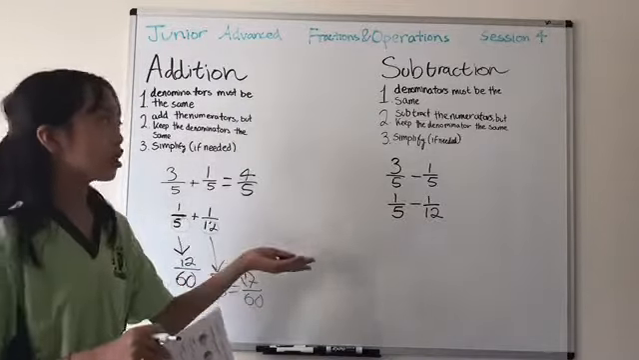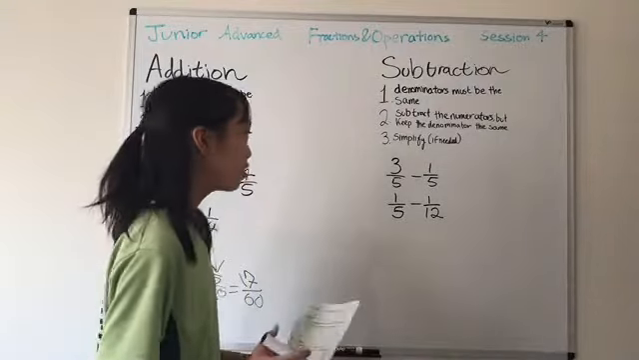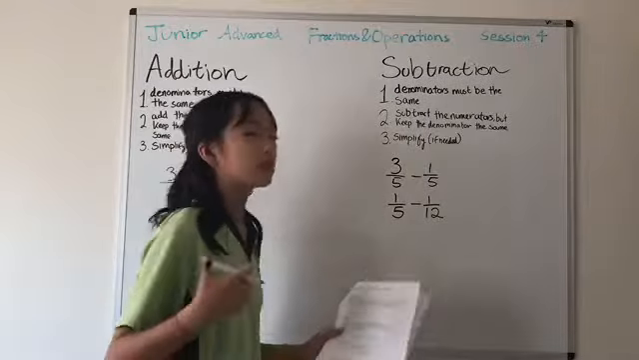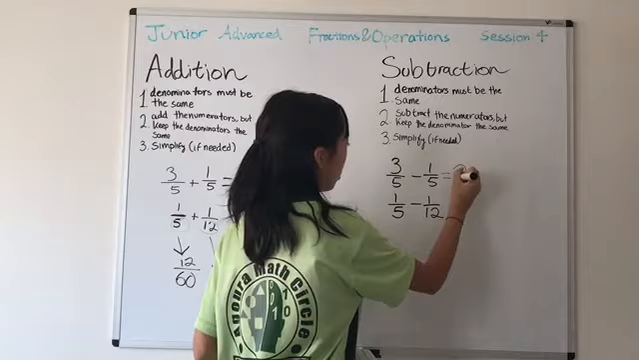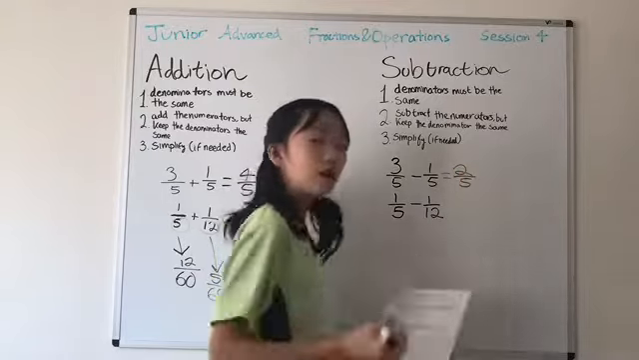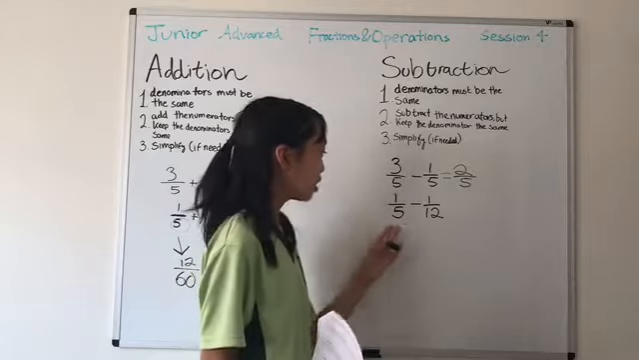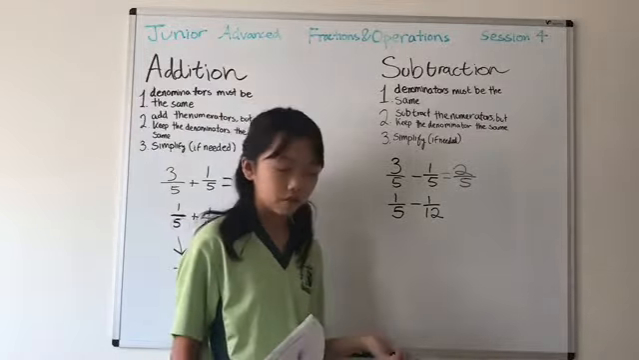So for subtraction, it's basically the same steps, except you're subtracting. So we can jump right into the problems. So this problem is still pretty easy. You just get 2 over 5 because the denominators are the same, so you don't need to do anything to change them. But for this, it's harder because the denominators are obviously different.